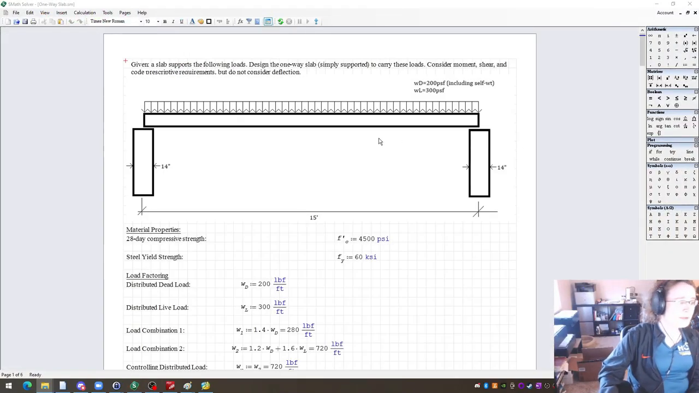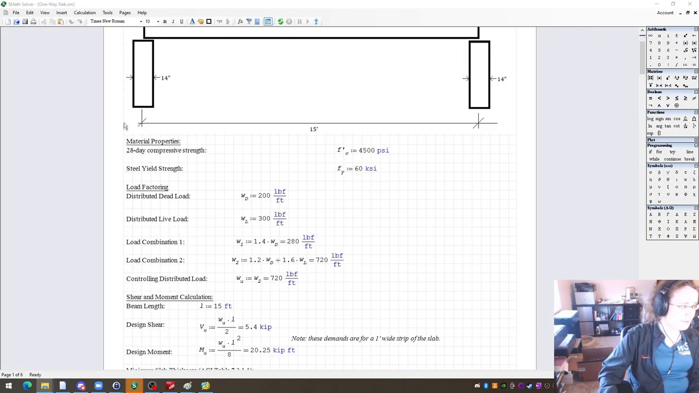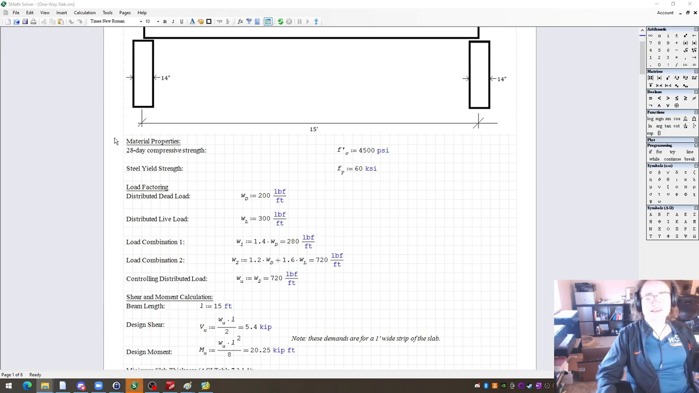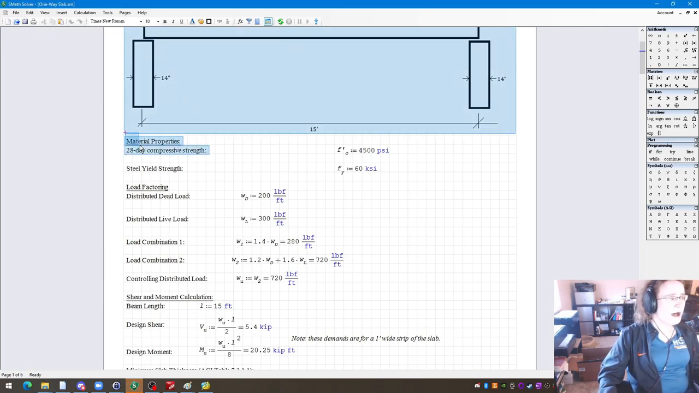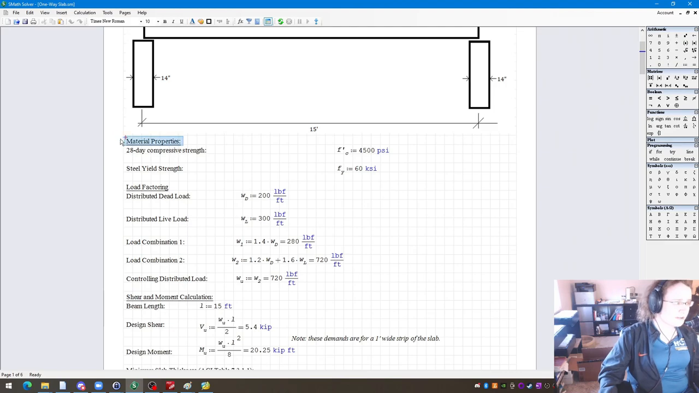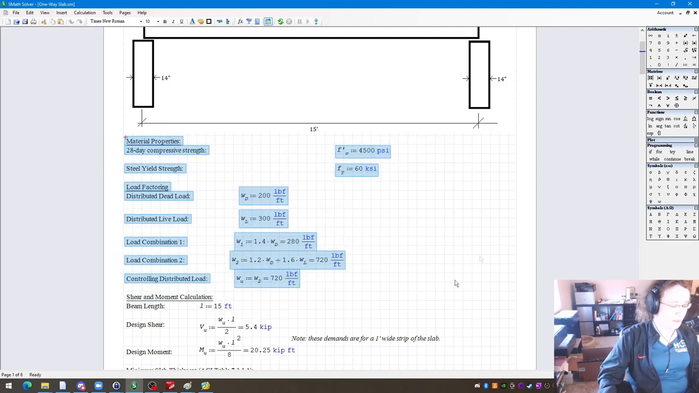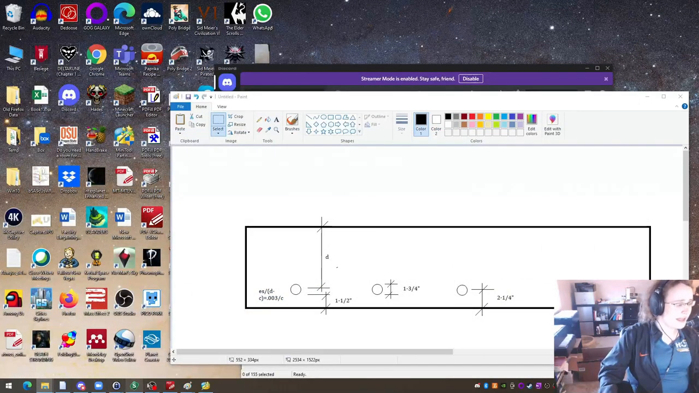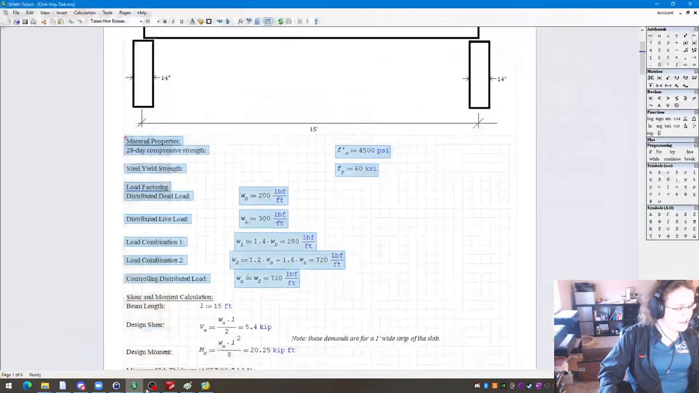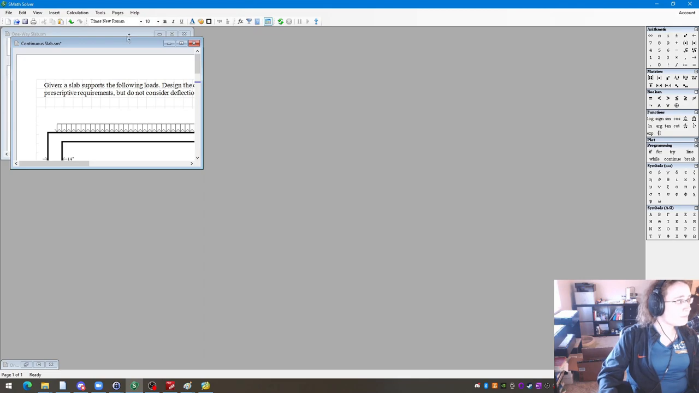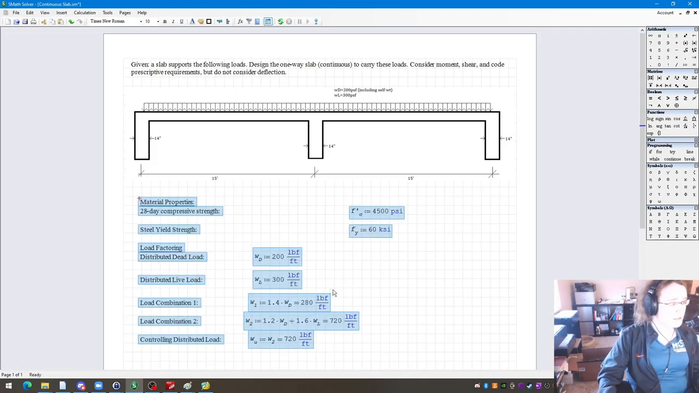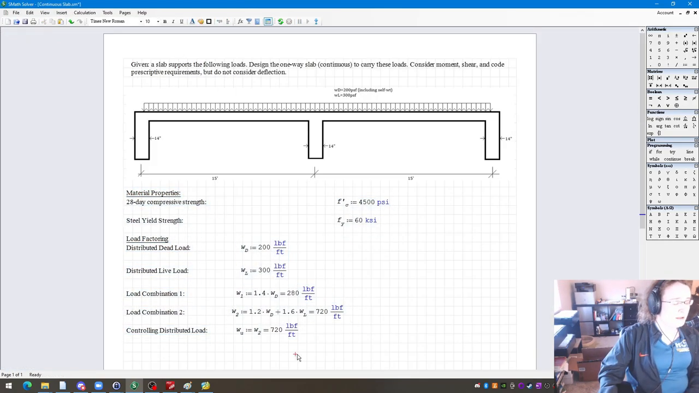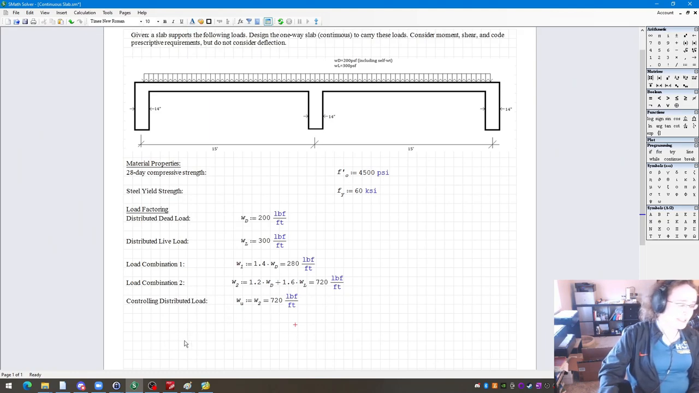And I am going to just copy and paste some things from the previous example. So please, this video is designed as a follow-up to the previous one. I suggest watching that one first before you watch this one. So the dead load and live load are going to be the same. There'll be no change there. So I can just copy and paste that in. Our ultimate load will still be the 720 pounds per foot.